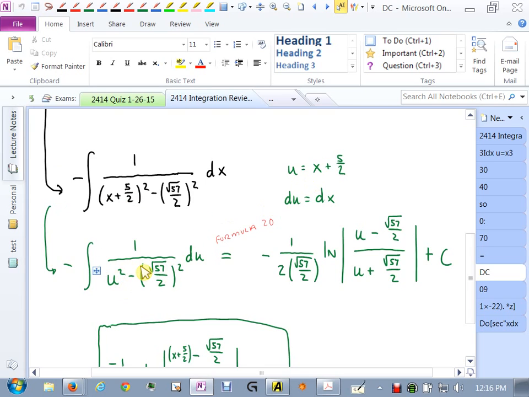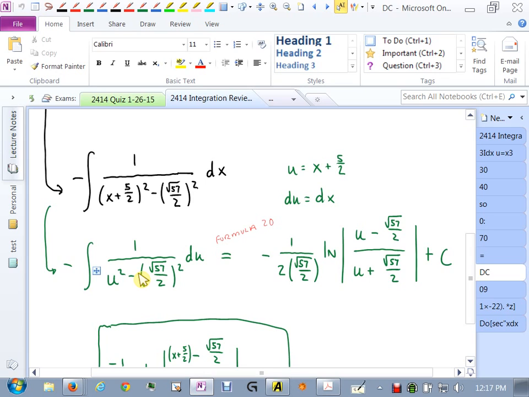Yes? What if you let u equal x plus 5 over 2? So u squared minus a squared, let a be radical 57 over 2, and then you did the square root squared. You could. Okay. That's where the formula comes from. The formula that I wrote up on the board, number 20, comes from somebody doing trig sub on this in general. And so that spits out your formula.